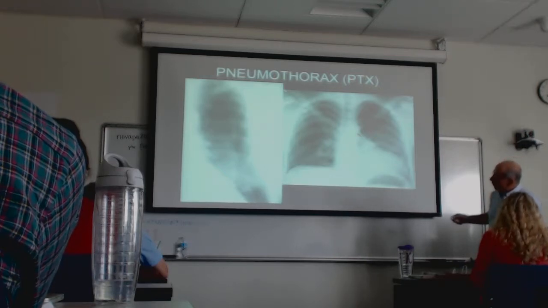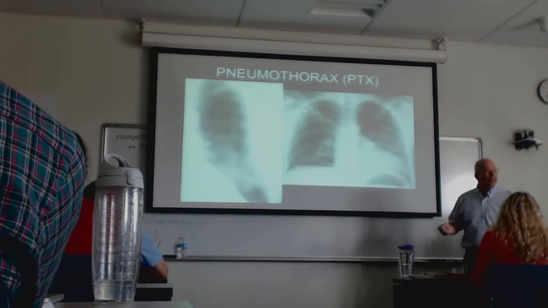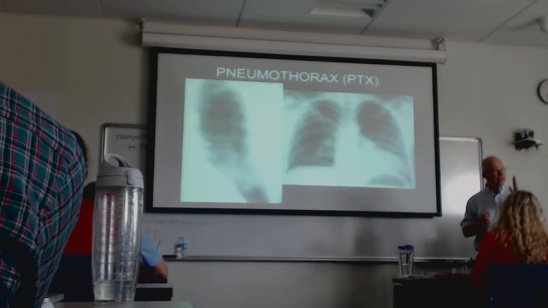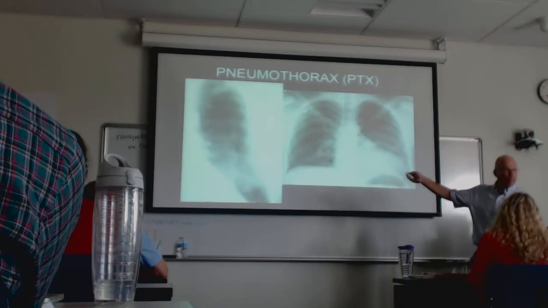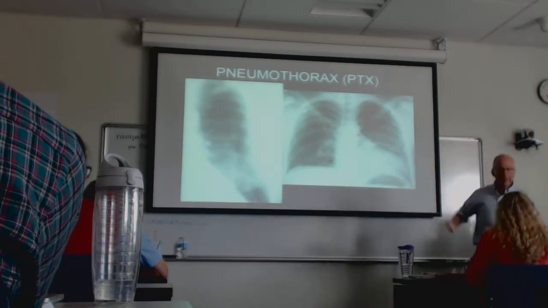And same thing here. There's the line, black. So that line, that's the visceral pleura. That is the visceral pleura sitting along the lung. The parietal pleura is still up along, stuck to the chest wall. Parietal pleura never moves. Okay.